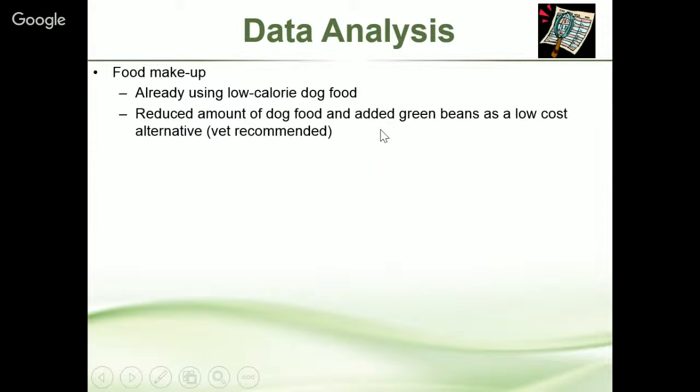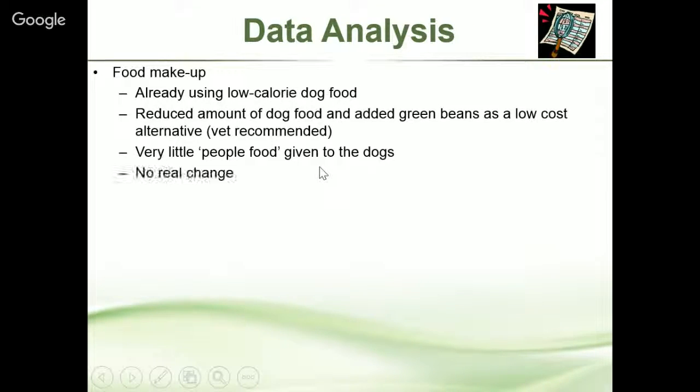So now we're looking at this. There's nothing obvious, but we've done our information, we've gathered it. So we've looked at the food. We're already using low-calorie dog food. We had reduced the amount of dog food and added green beans. That's what the vet said to do. So that's the content. None of that has changed, and they're not getting a lot of people food. None of that's changed. They're not getting more of anything. None of our diets have changed. So we're going to move on because we're eliminating the food as a cause.